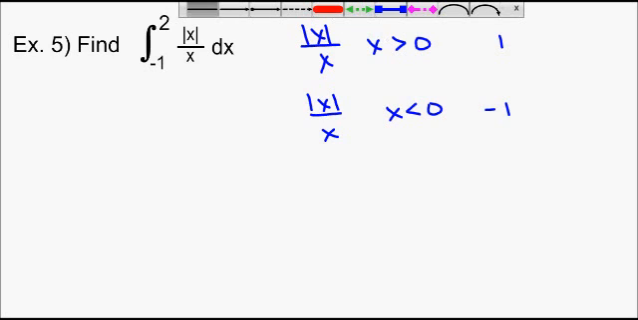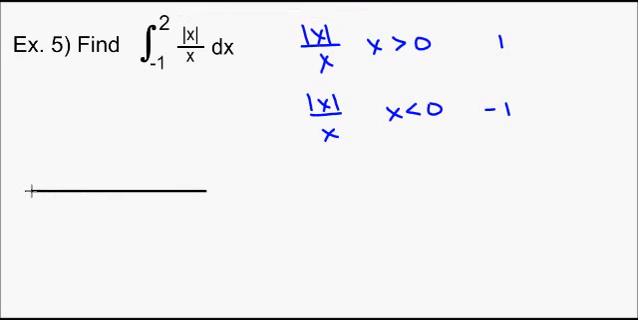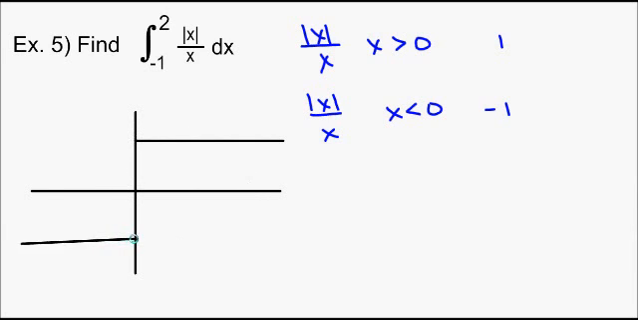So really, what we're integrating here is a piecewise function. For values greater than 0, my y value is 1, and down here it's a -1. And we're going from -1 to 2. So this is 2, this is -1, 1, -1.